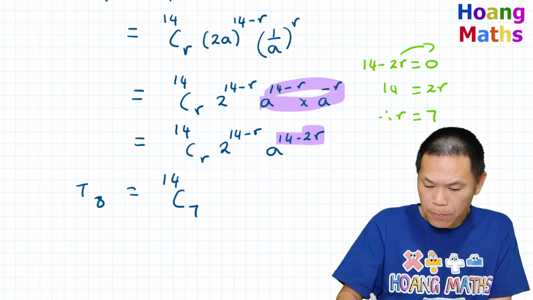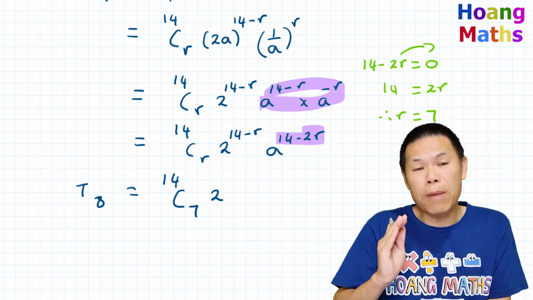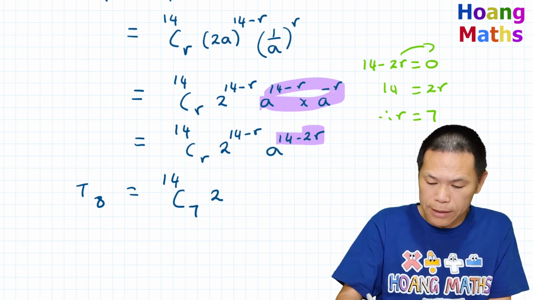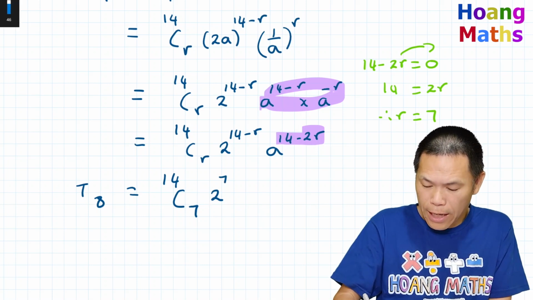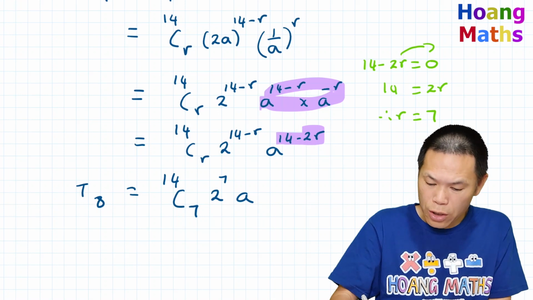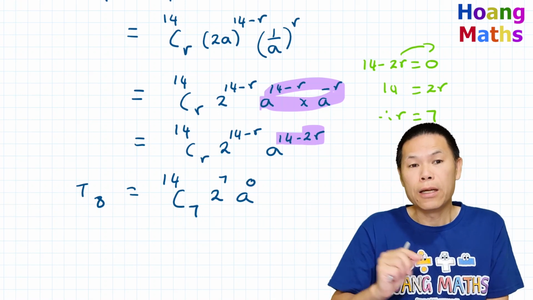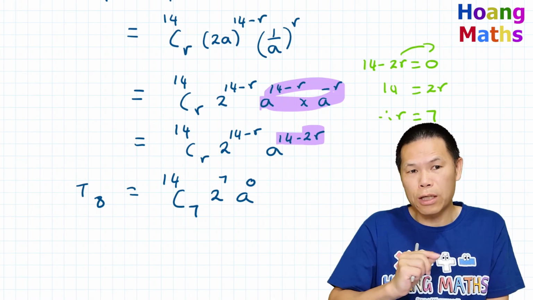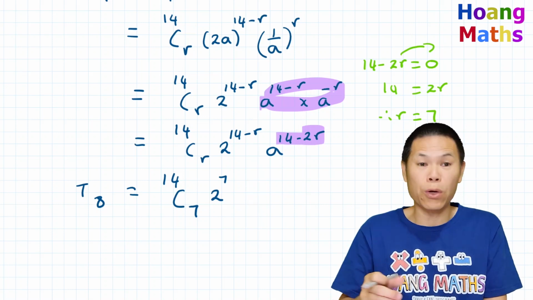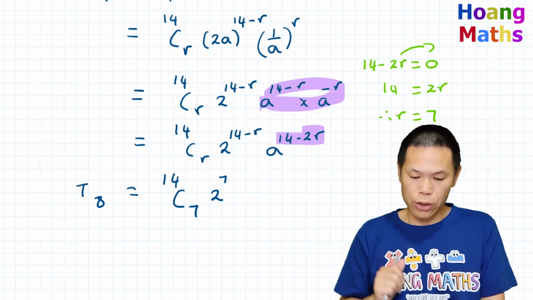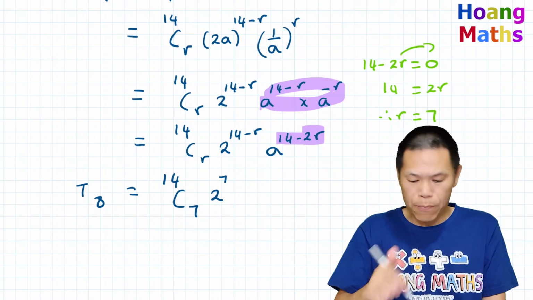So that gives me 2 power 14 minus R. R is 7. 14 minus 7 is 7. And x, of course, to the power 0, because 14 minus 2 times 7 is 14, and 14 minus 14 is 0. That is the requirement of the question anyway, so we can just ignore that. That is the constant term.